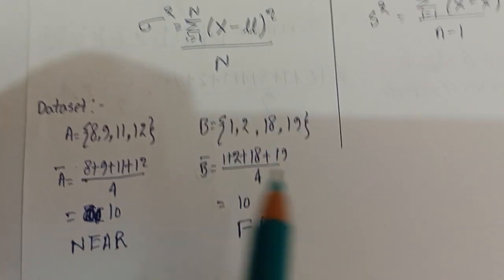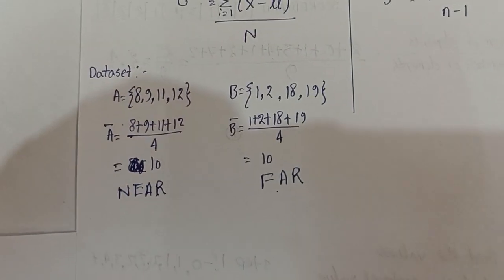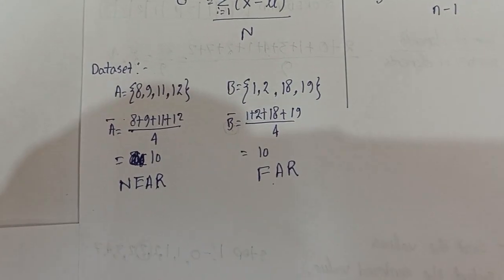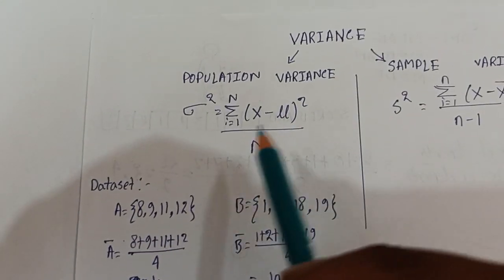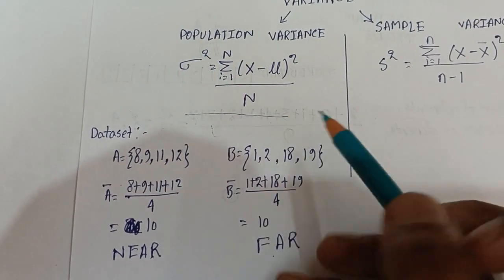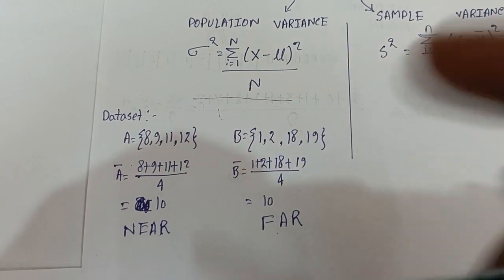From here we can understand that the farther the distance from the mean, the more the variance. So let's come to our formula, and let's understand the formula with this dataset also.